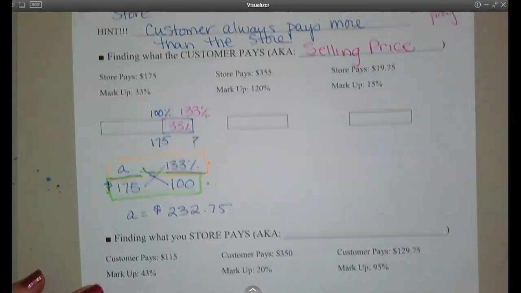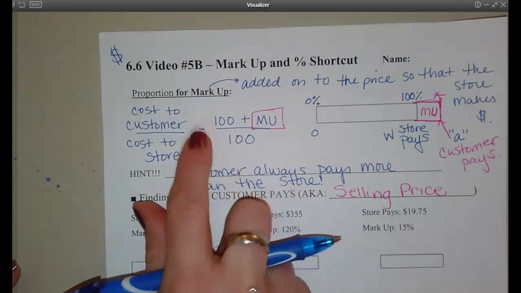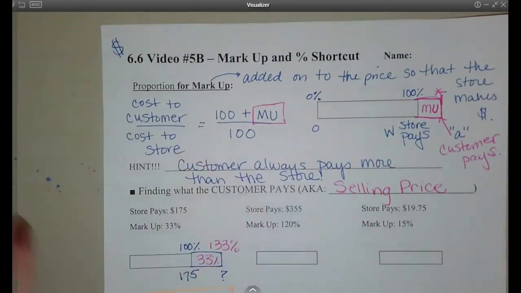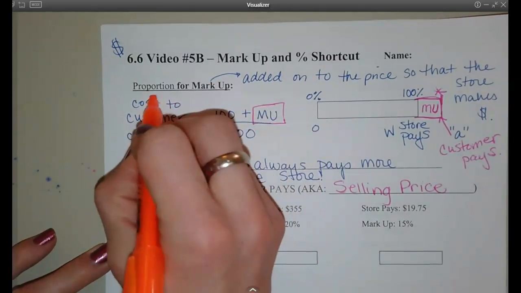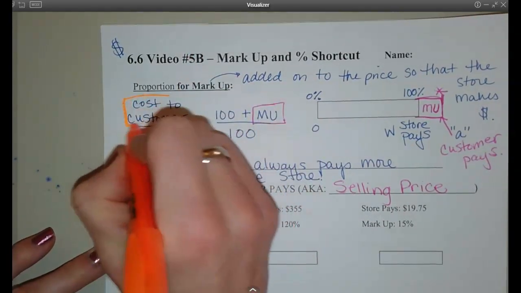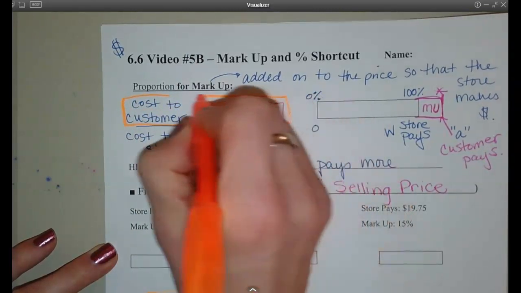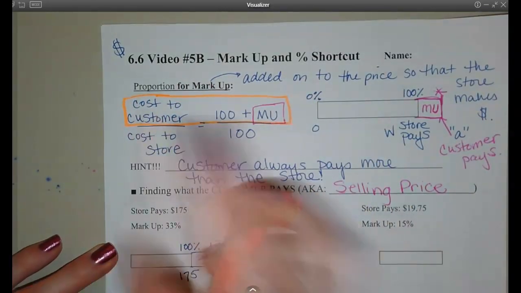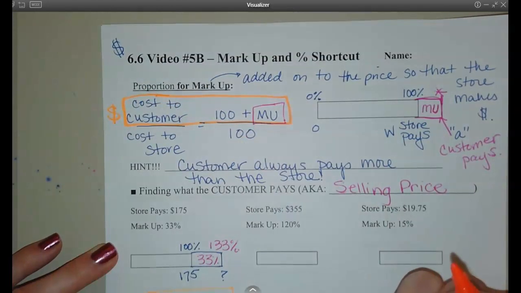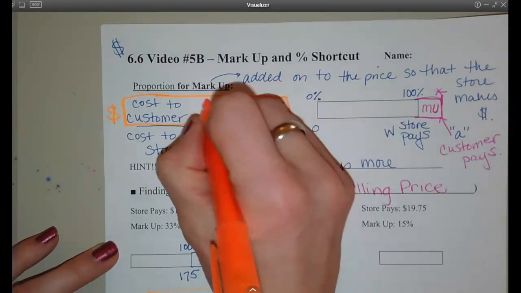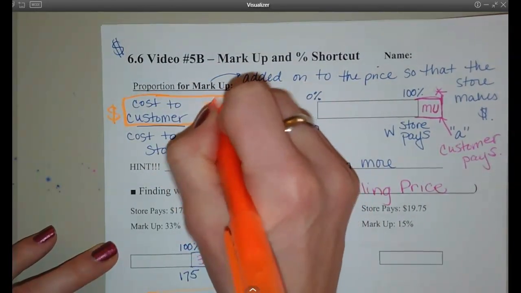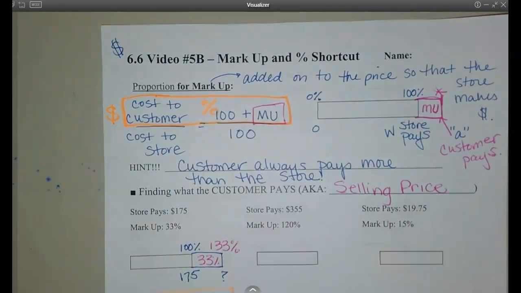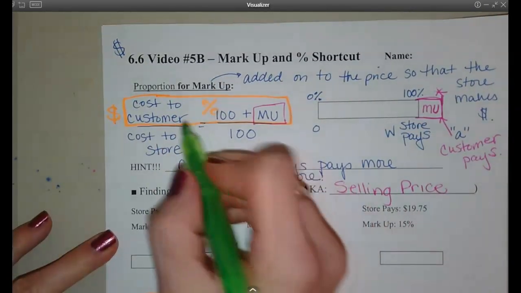Okay, before we do the next one, I want to come back up here and add our color coding, right? Everything on the top, we talked about labels having to line up. Everything on the top should go with customer. So this is the money that the customer pays, and then the percent that the customer pays. Okay? And then again, labels should be lined up.